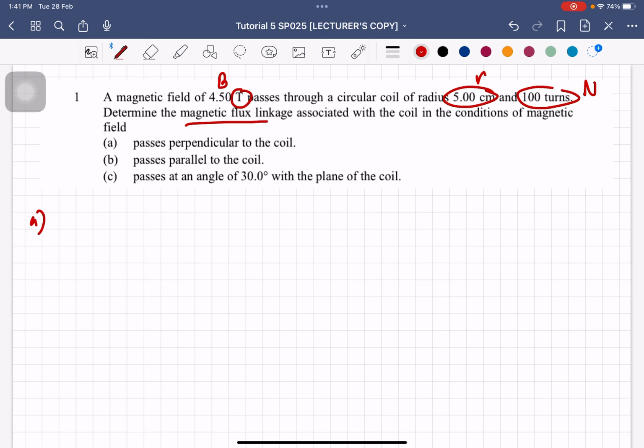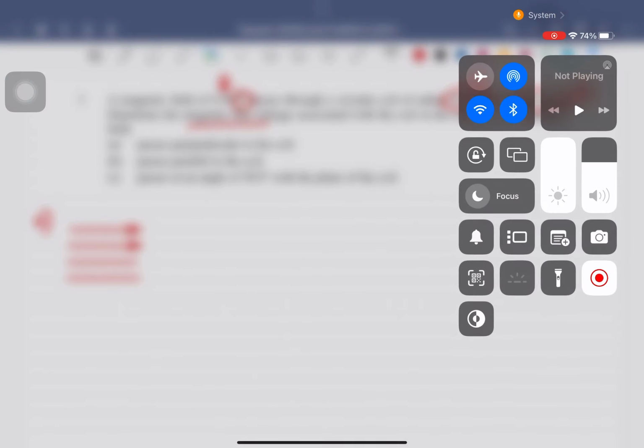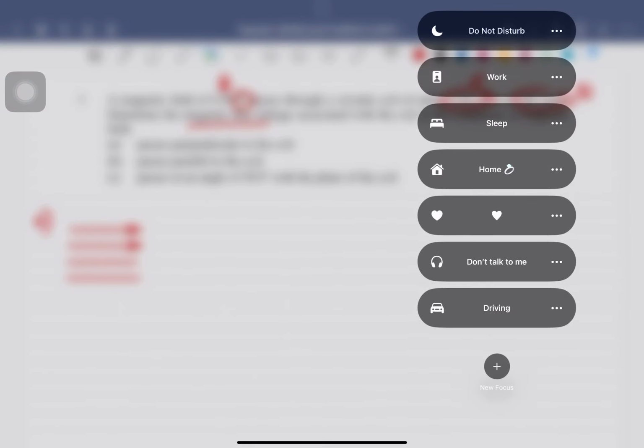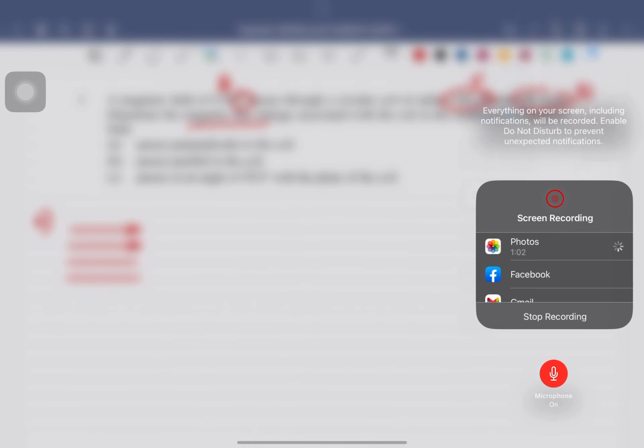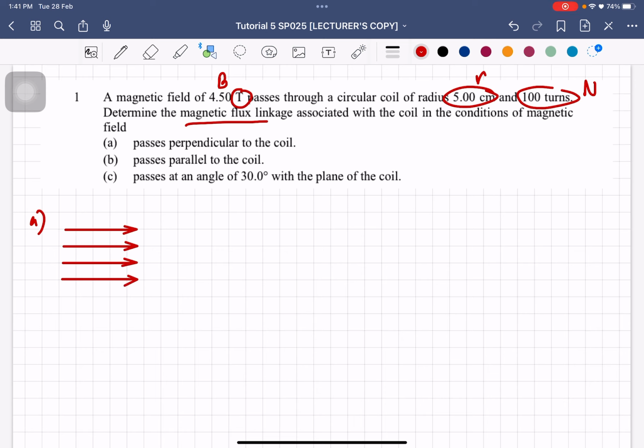So if we were to draw that, let's just assume that our magnetic field is going to this direction here. Let me just do this, and then okay, I've turned on the microphone. Okay, so we have this. Now this is basically the magnetic field, and then the plane of the coil is now perpendicular to the magnetic field. So this is our circular coil, so it should be circular.